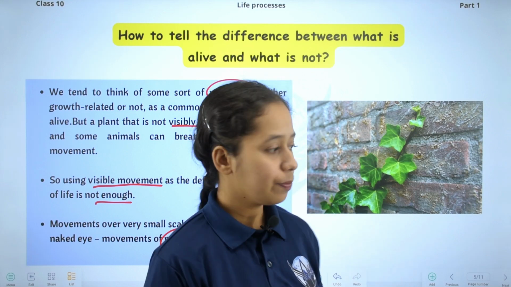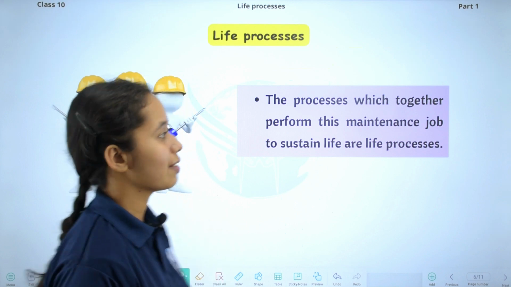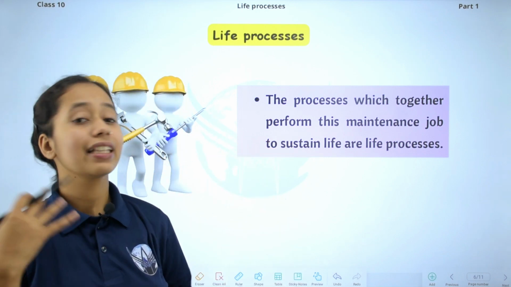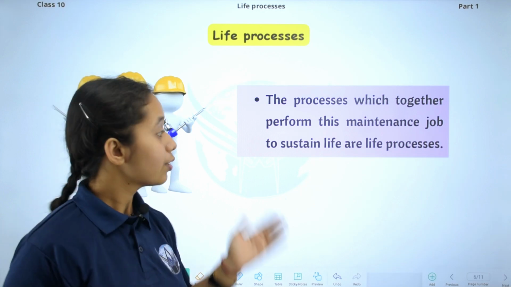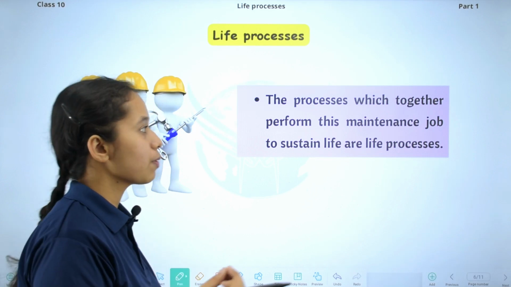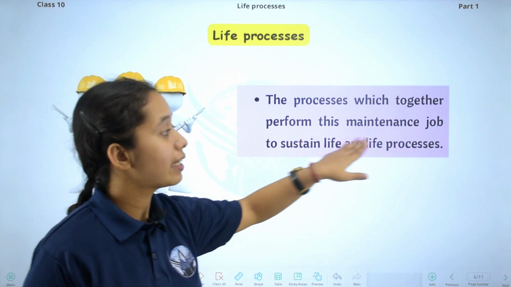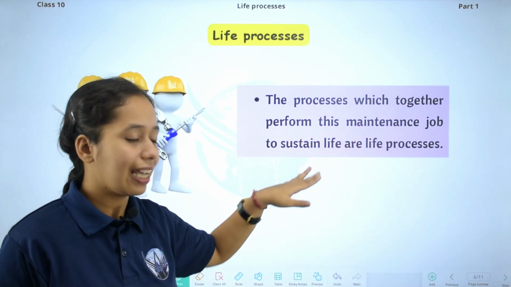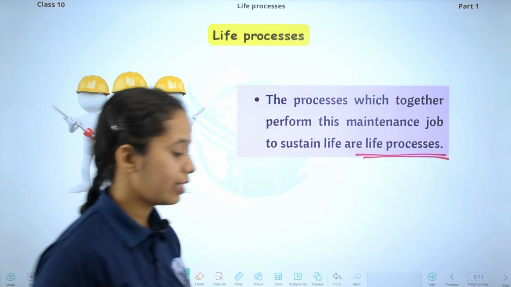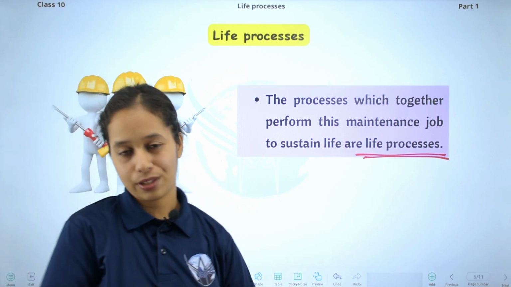So, what are life processes? Our next question is, what are life processes? The processes which together perform this maintenance job to sustain life. All the processes which together perform this maintenance job of sustaining life are called life processes. So, a very important definition we got here. This is the definition for life processes.